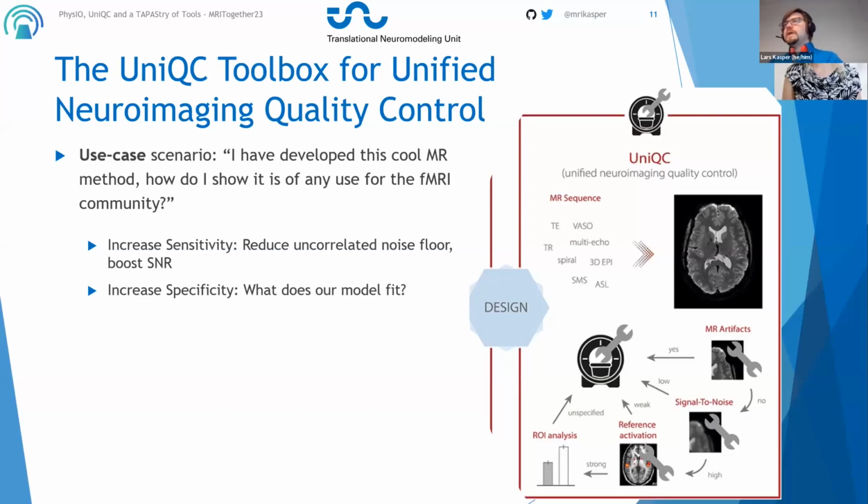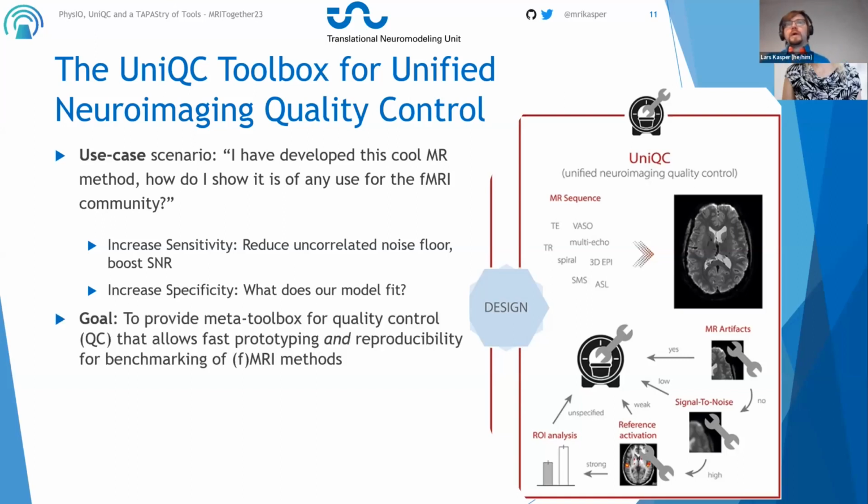So we can use it to detect MR artifacts by visualization, compute sensitivity with signal to noise maps, combine it with SPM to compute reference activation for very simple tasks where you basically have a ground truth, and then also compute our analysis to see that we really optimize for the regions that we are interested in for fMRI.